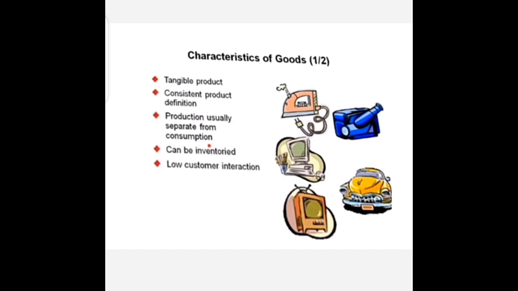Anything that is tangible in nature, that we can touch and feel, is known as a good. Goods are tangible products, with a consistent product definition, and their production is usually separate from consumption. So there is a separation: on one side there is production, on the other side there is consumption. They can be inventoried, you can store them, and they involve low customer interaction. Here in the pictures we have an iron, a television, and a car. These are examples of products or goods.